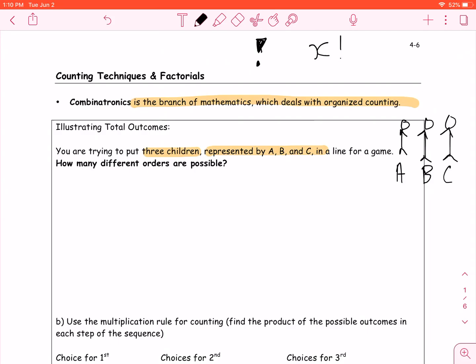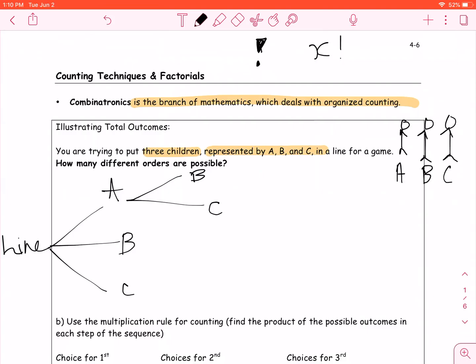So we can use a tree diagram. We want to figure out how many different orders are possible. Okay, so for your line, I can start with child A, I can start with child B, or I can start with child C. So any of those children have the ability to start the line. If I do go with child A, then for the second position I can have child B follow or child C. Okay, I could do the same thing out of B. It could be child A, or it could be child C for the second spot.